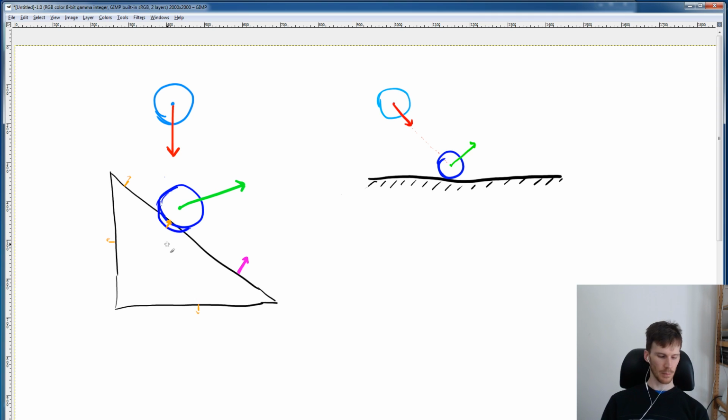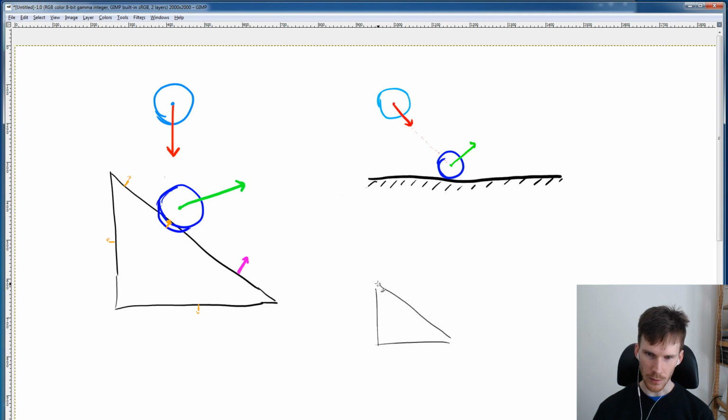Wait, sorry, can you go through that again? Yep. Okay, so I'll just draw it slightly better. Here's our triangle, and we have a circle intersecting. We're going to evaluate all of the possible axes of separation, and we know that it's going to be this one.